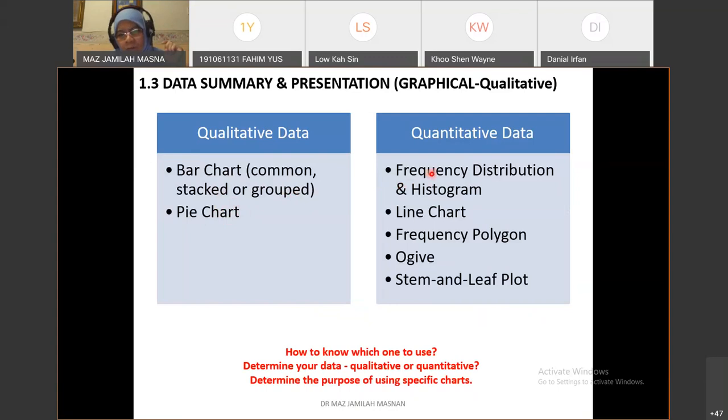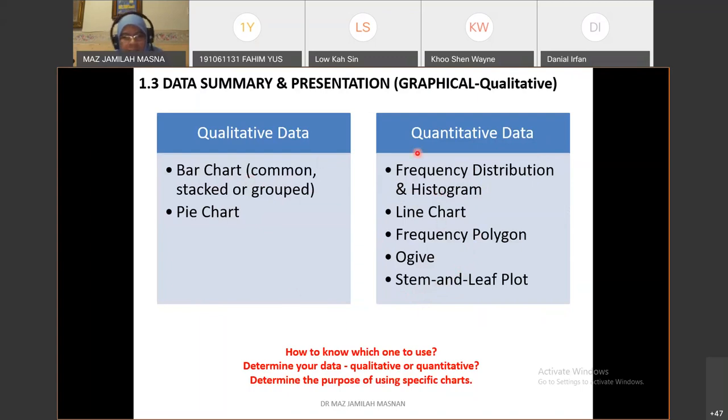For quantitative data, we will have more options because quantitative data deals with numbers that we can measure, or actual specific values. So there will be more options for this particular data. Some of the options are first frequency distribution and histogram. We are going to use this histogram a lot in our next discussion. We may also have line chart, frequency polygon, ogive, stem and leaf plot, and finally box plot. I forgot to put the box plot. The box plot is the most common chart used for quantitative data because the box plot can reveal more information for your data in hand. Okay. So we'll see one by one later.